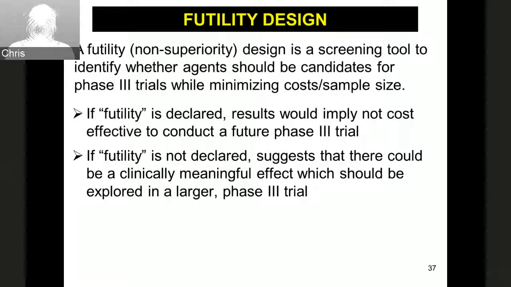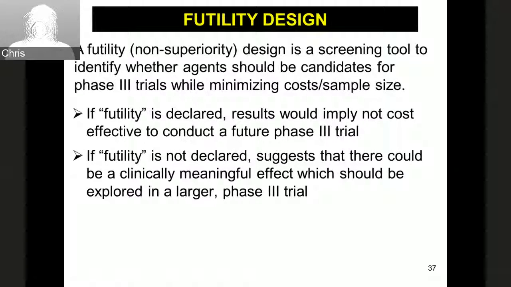So if futility is declared, it would imply that the results from the study suggest you should not go forward to a future phase 3 trial. It is extremely unlikely that you would achieve whatever minimum level of efficacy you stated would be important. If futility is not declared, then the trial is not futile. That suggests it should go forward, but you haven't shown that the drug is efficacious. It could be that the drug works, or it could be that there's no difference, or the difference between them was not sufficient to declare futility. You're only going to declare futility if it's much worse than what you've said was your effect of interest.